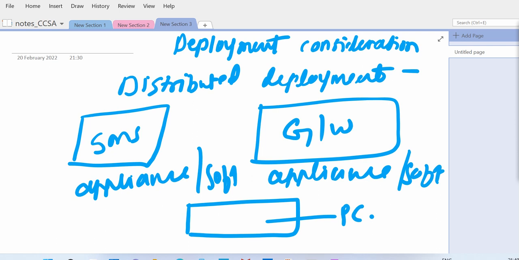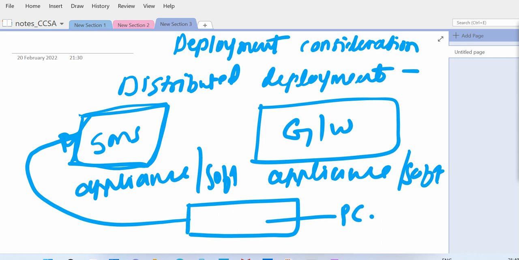What is the advantage of having this sort of deployment? Number one, for example, due to some mistake by the admin or an electricity issue, only the SMS goes down. The SMS functionality gets stopped, but your traffic processing is actually done from the gateway. So that remains. So no outage, right? There is a flexibility that we will get.